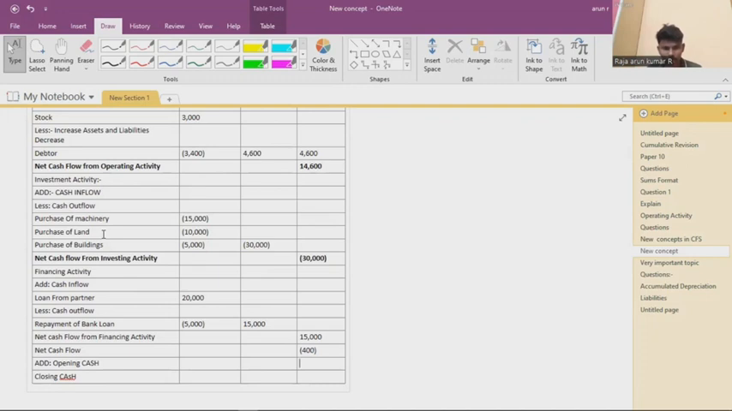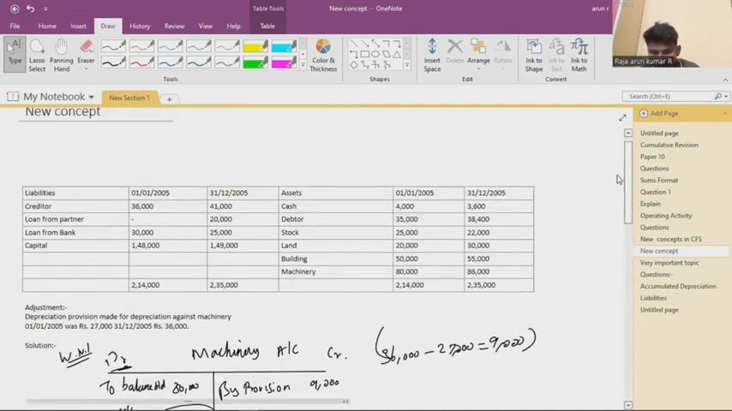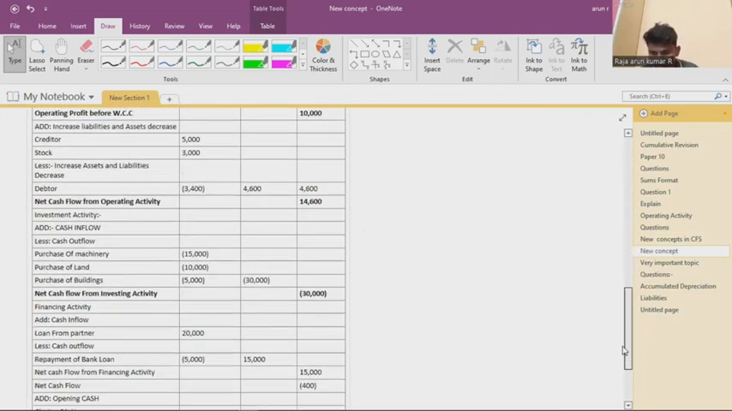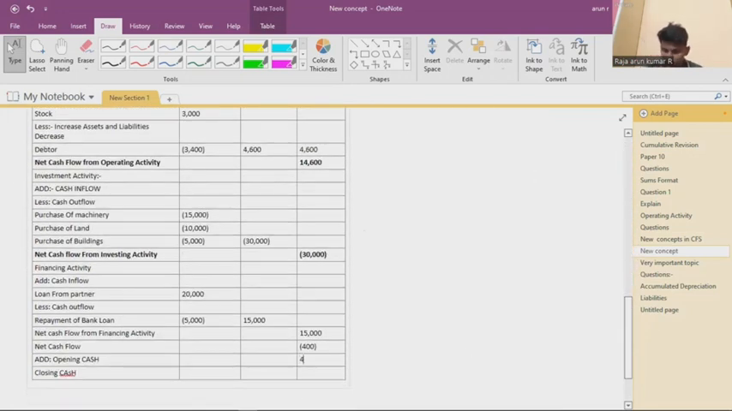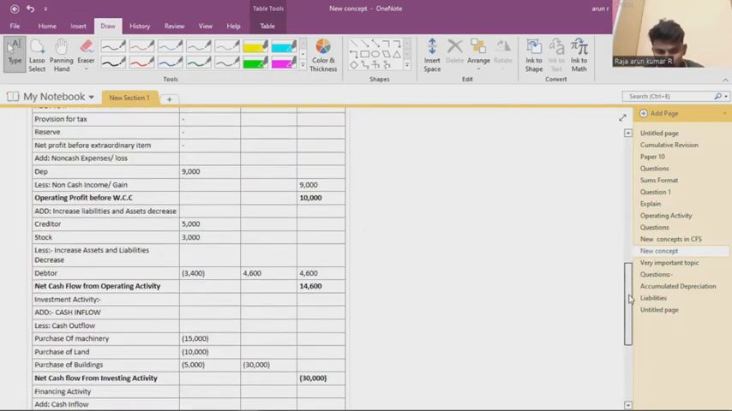Then opening cash, here they have given as cash 4,000 and 4,600. 4,000 is there. We come to a negative value of 4,000 minus 4,000. It will become, yes, our sum is correct. Okay, then we move to the next sum. Here we completed the sum.